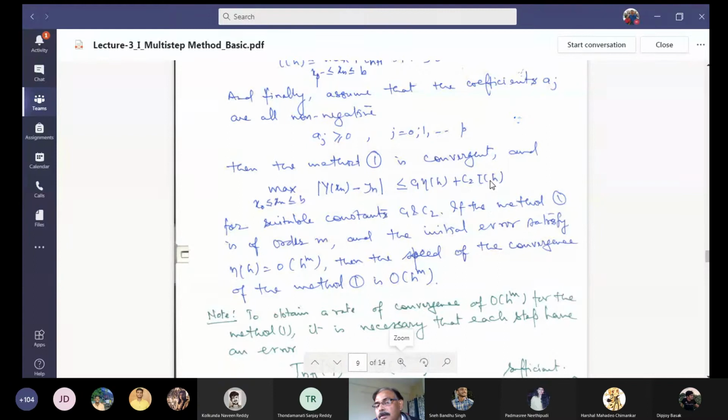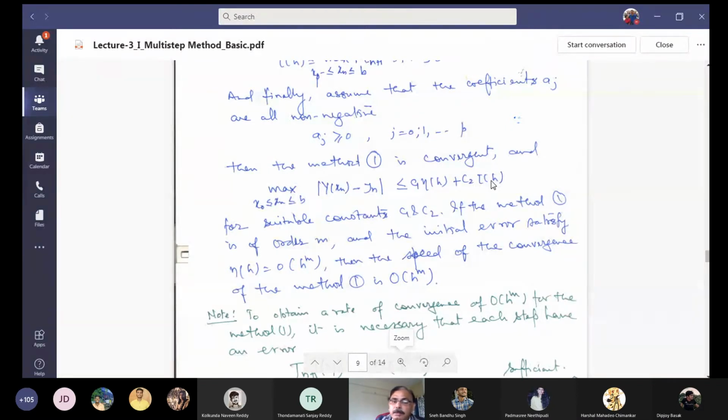For our expression y_{n+1}, you must understand there are two parts. One part is the initial values, that is y0 to yp, and then using this multi-step method we get y_{p+1} onward. Is that right or not? Yes, sir. Now you see y0 up to yp we are calculating through some other method.